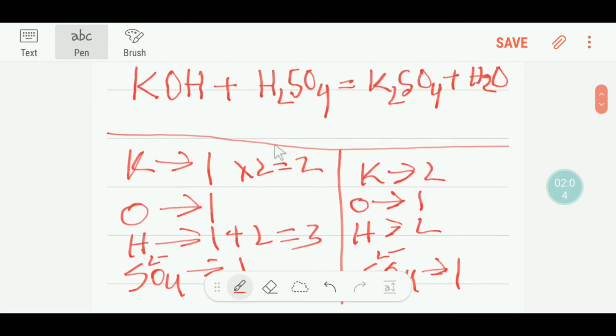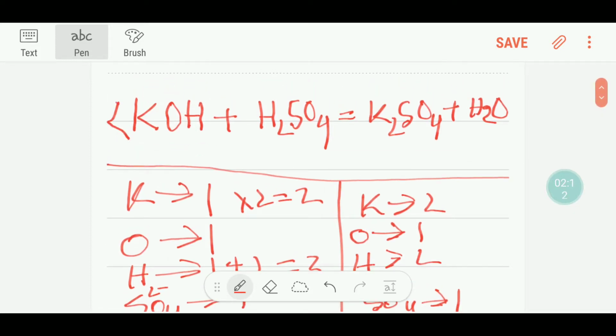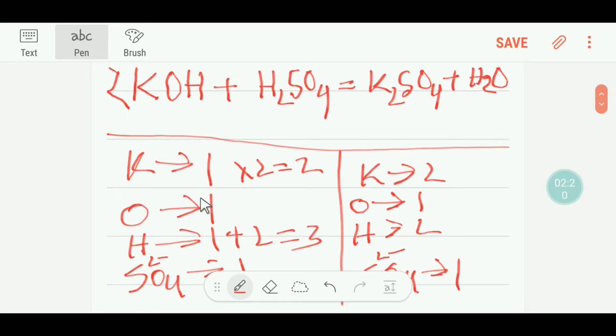If I multiply here by 2, these 2 will come before this potassium, that is here, right? If I put here 2, the number of oxygen will be changed. So we are getting here 2 oxygen, and we are also getting 2 hydrogen plus 2 hydrogen, that is 4 hydrogen, right? So we are getting here 4 hydrogen. Our potassium 2, 2 is balanced.